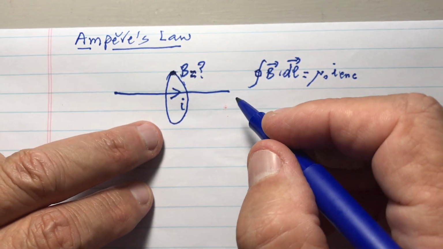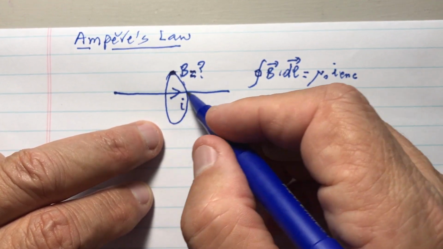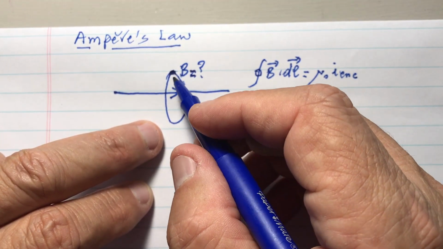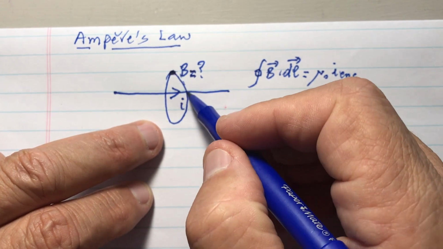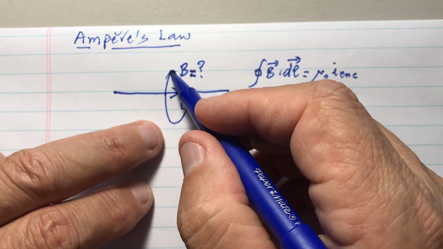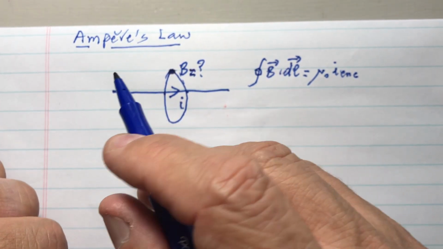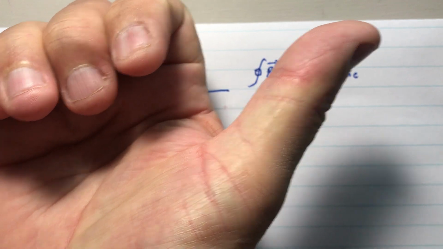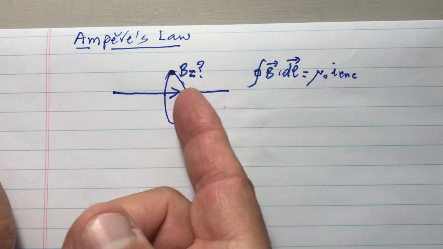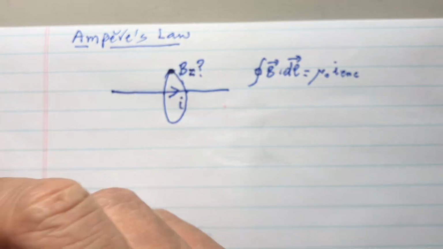Now, the B field of this current, we can know its direction at this location, here, there, anywhere on the loop. You just use the thumb rule. You grab the wire, making sure your thumb follows the direction of the current.